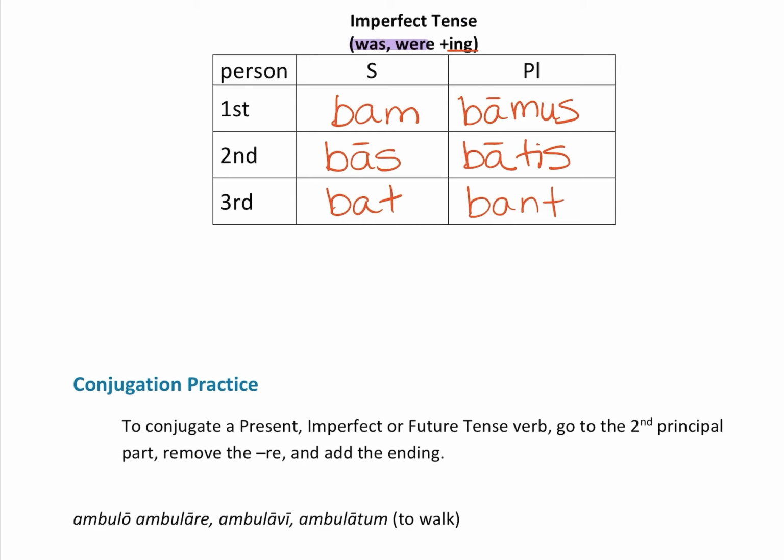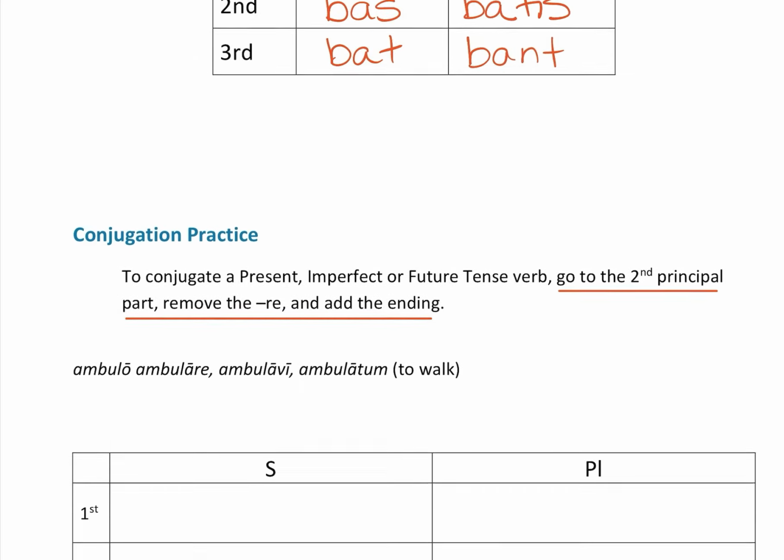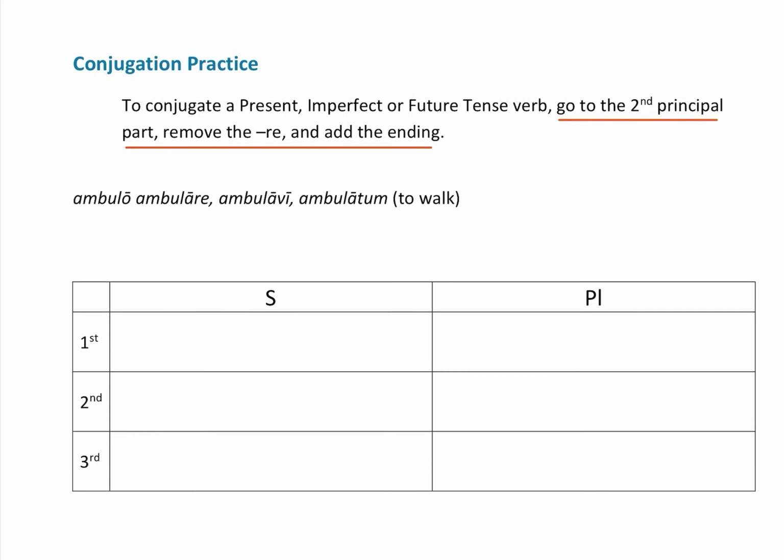So let's do a little conjugation practice. To conjugate a present, imperfect or future tense verb, what do you always do? Go to the second principal part, remove the RE, and add the ending. You should have that in your chart book so you can watch as we go along. Second principal part, here it is right here, ambulare. Remove the RE, and what we have left is the verb stem.